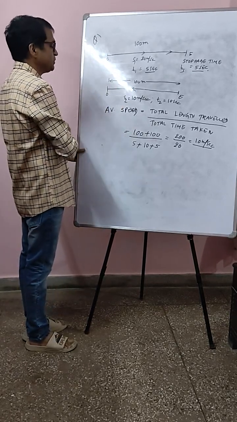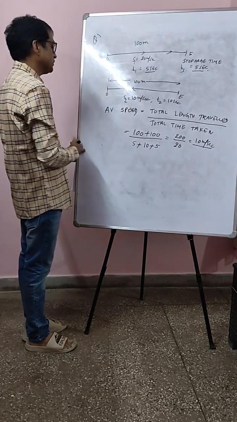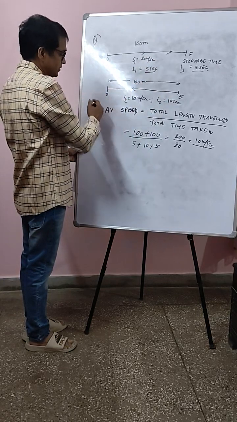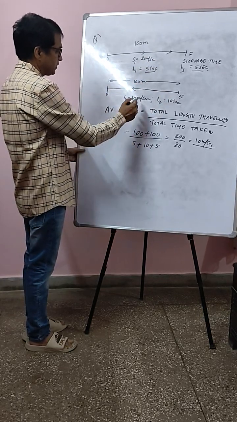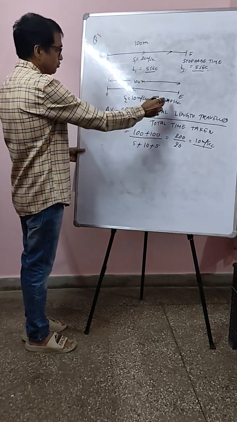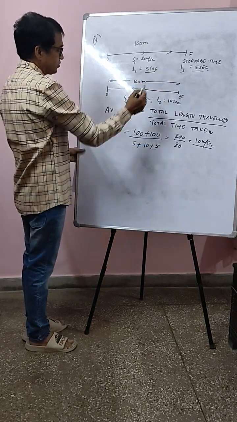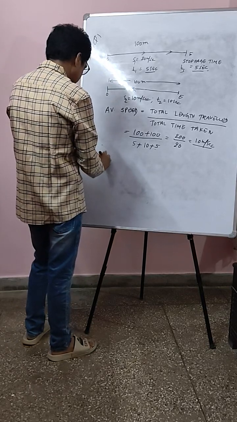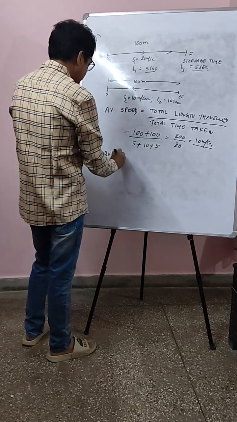We calculate average speed as the total length traveled upon total time taken. So we used 100 plus 100, forward journey plus return journey, and time T1 equals 5 seconds, T2 equals 10 seconds, stoppage time equals 5 seconds. So we get 10 meters per second. Another part of the question, we have to find the average velocity.